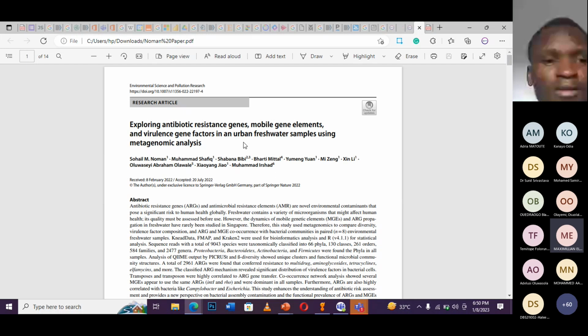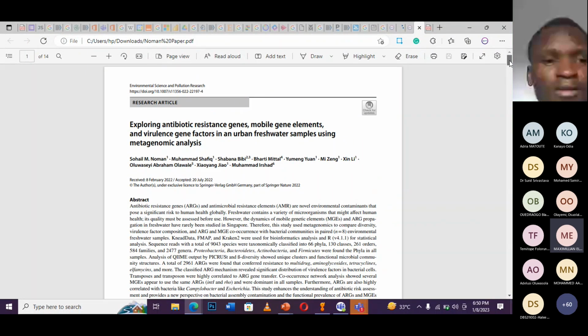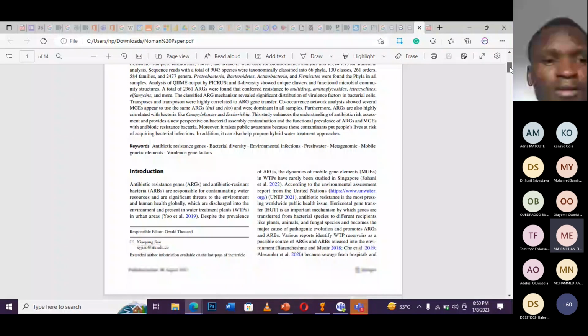Exploring antibiotic resistant genes, mobile gene elements, and virulence factor genes in urban freshwater samples using metagenomic analysis. Now, this is one of our students who was doing his PhD in China. What he did was work with public access data samples for this particular research. So he did resistant genes, taxonomy classifications, mobile gene elements, and virulence factors. Now, this is the published paper on metagenomics analysis.